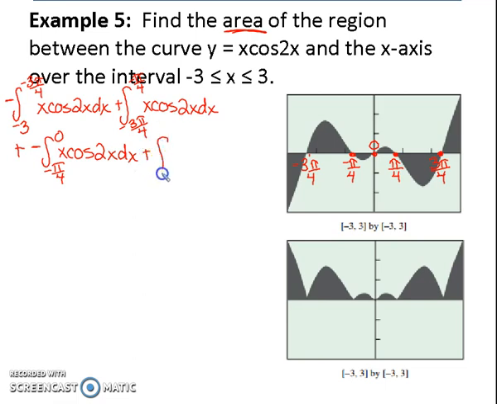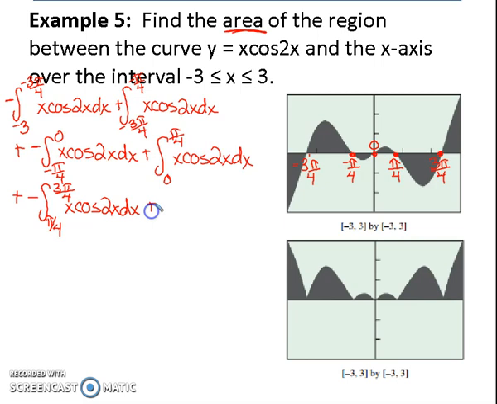And then from 0 to pi over 4 is already above the x-axis. Pi over 4 to 3 pi over 4 is going to be negative, so we'll need to put a negative sign in front of it. And then lastly, from 3 pi over 4 to 3. So again, that would require finding 6 integrals and integrating them to get that final answer. But instead, what we could do is go to our calculator.